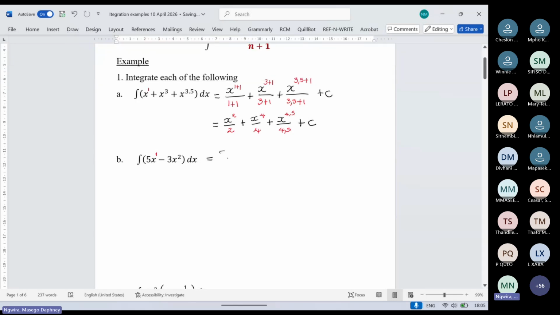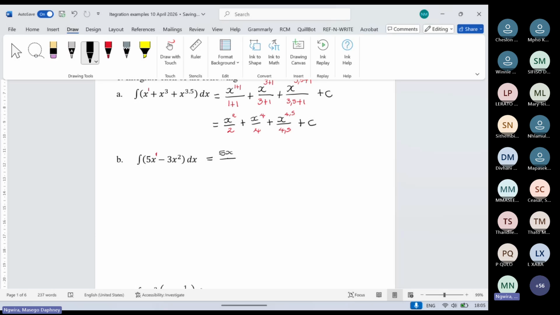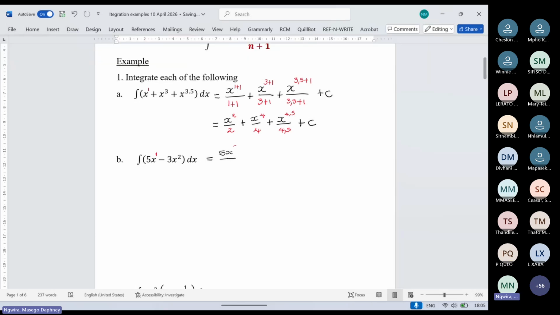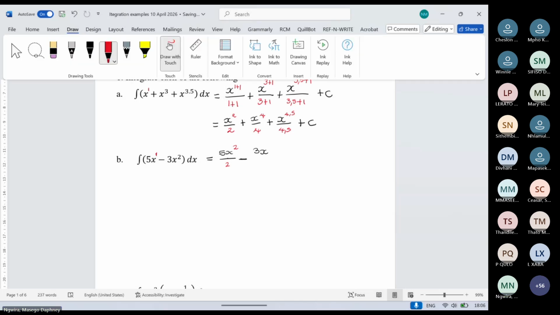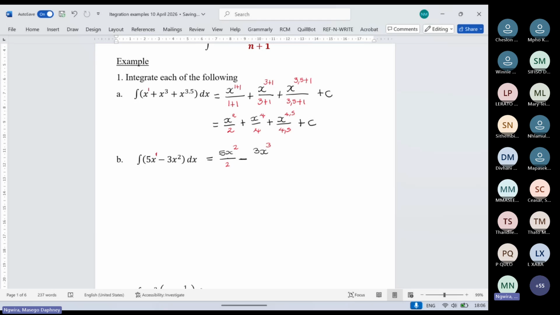Then x to the power of 1 plus 1, which is 2, and then it means it's over 2, and then minus 3, and then x to the power of 2 plus 1, it's 3. So this will be 3, then over the same 3, and then we just say plus c.